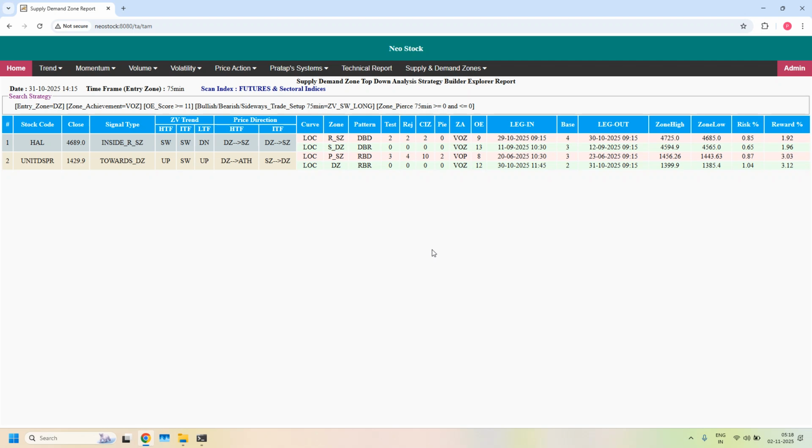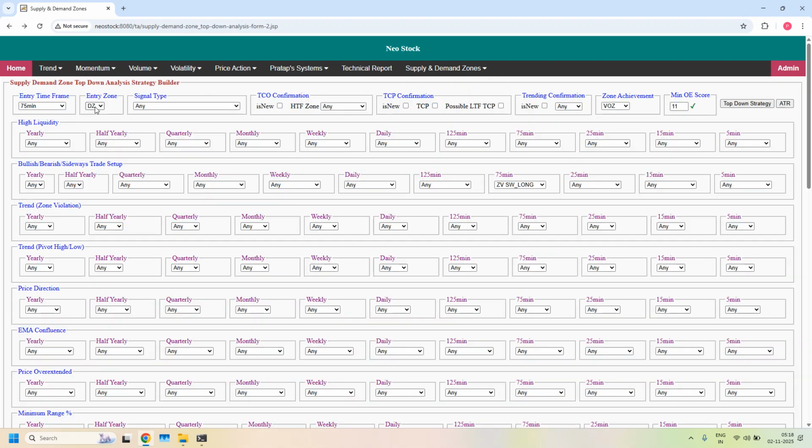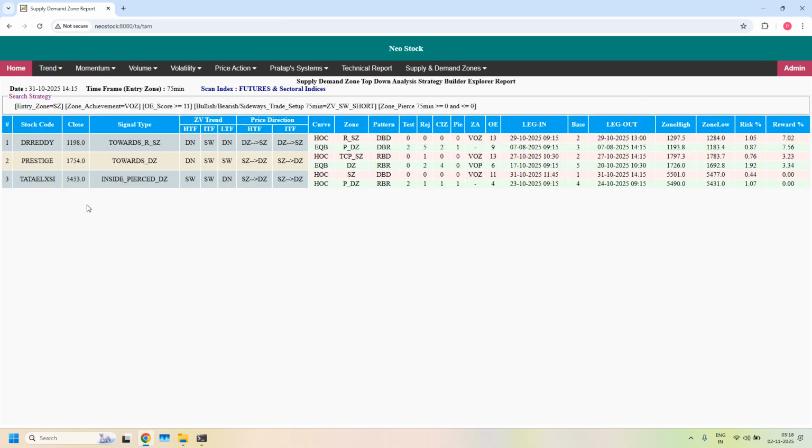Okay, next the sideways short trade setup for weekly income trade. The changes are the 75 minutes supply zone and here sideways short. Let's filter. So we got three stocks. Entry time frame zones are 75 minutes supply zones. You should plan trades only if lesson 30.3 video checklist items are satisfied. Otherwise, higher chances of zone violation.